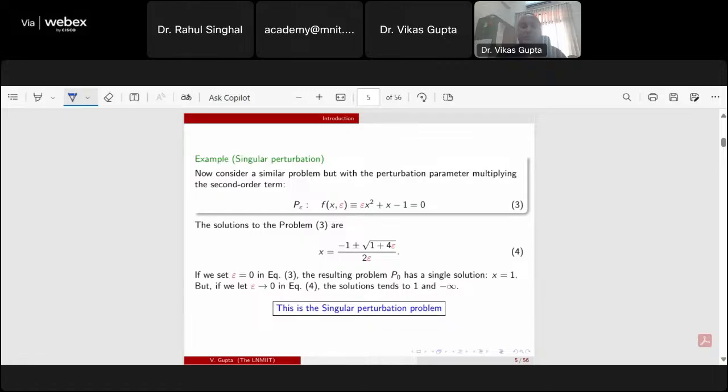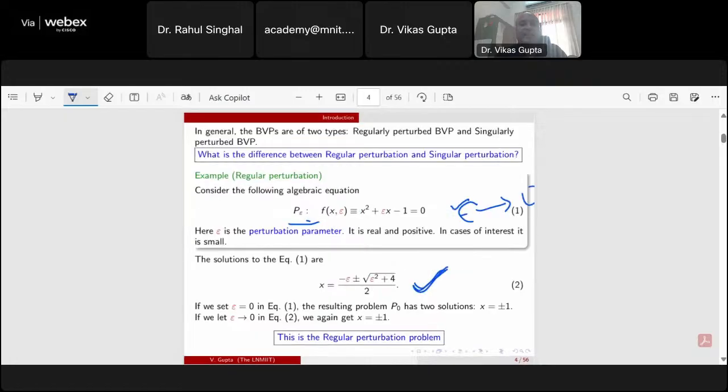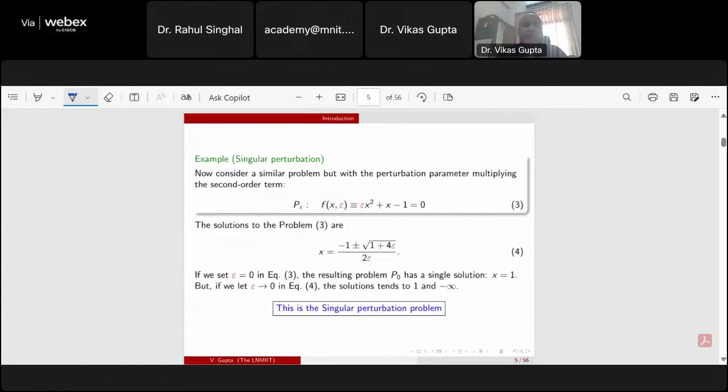Now, to show what is the meaning of singular perturbation, later on I will define theoretically what we mean by regularly perturbed problem and singularly perturbed problem. So consider this example for the singular perturbation. Here epsilon is multiplied by the lower order term. So instead of this, let epsilon be multiplied by the higher order term, that is, epsilon is multiplied with x square. So consider this algebraic equation: epsilon x square plus x minus 1 equal to 0.